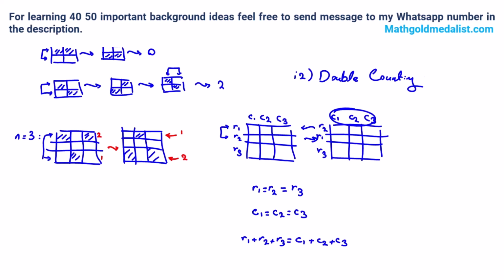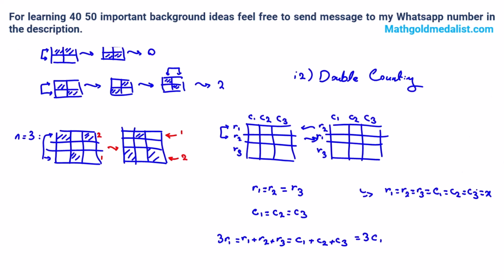So what can we conclude here? We can say, okay, R1, R2, R3, because they are equal, is 3R1. Here it is 3C1, so R1 is equal to C1, so all of them are equal. R1 is equal to R2 is equal to R3 is equal to C1 is equal to C2 is equal to C3. Exactly, with the same approach, you can generalize it for general n, that the number of blacks in each row should be equal to each other and also equal to the number of blacks in each column.